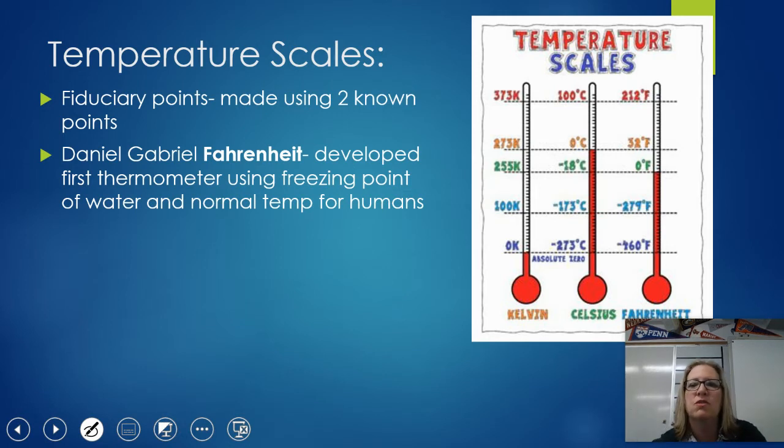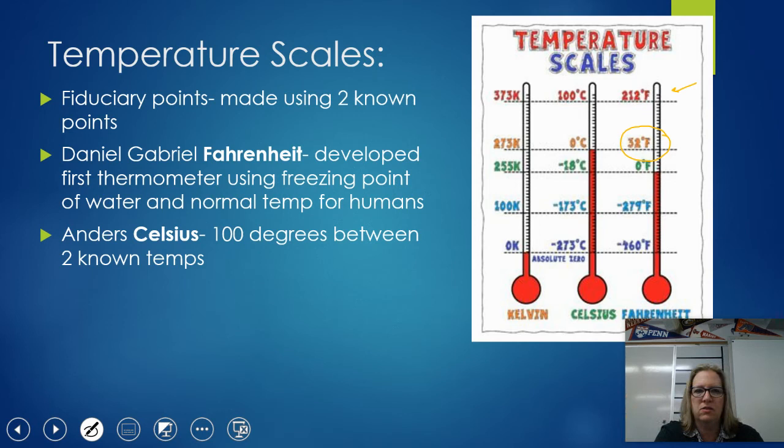And he chose 32 degrees right here as the freezing point of water because that's the coldest it got in his hometown. Like, it's so arbitrary. Eventually, it was changed to be a scale from the freezing point of water and the boiling point of water. So on the Fahrenheit scale, water boils at 212 and it freezes at 32 degrees, okay? From there, we went to this guy named Anders Celsius, and that's for the Celsius scale.